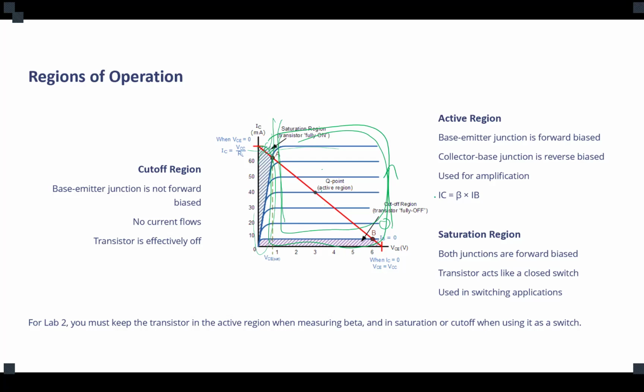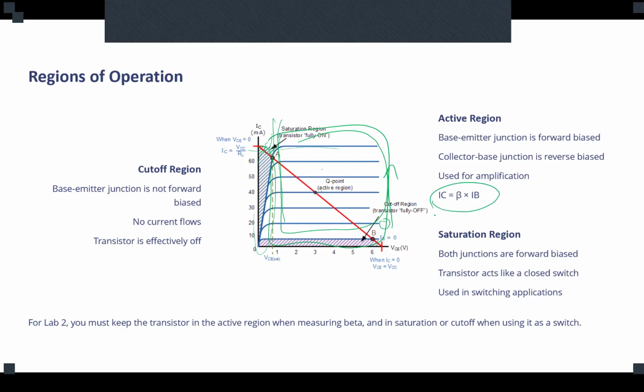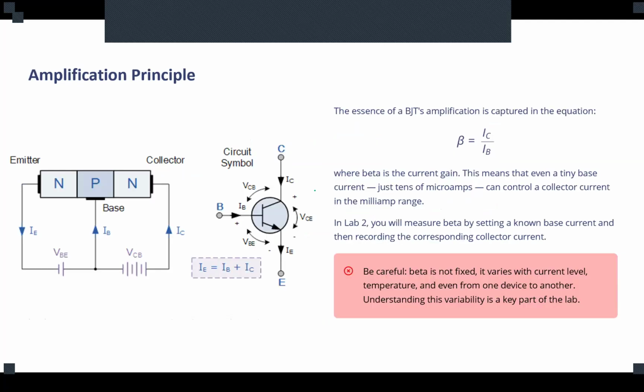Now, the gain, we call it beta. We achieve it as the ratio of the collector current over the base current. Are we good? And we have very good stability in beta in the active region.